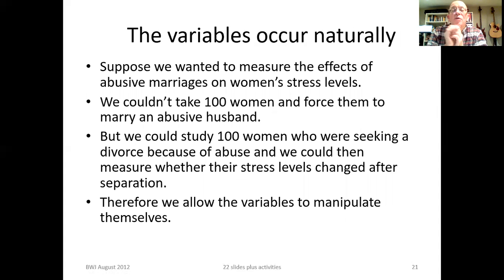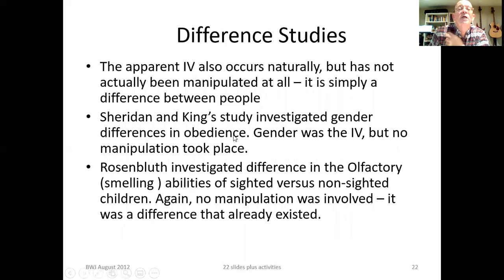So again, this example of abusive marriages on women's stress levels, as we can clearly see, we wouldn't be able to do that. We wouldn't be able to create a situation like that. But if those situations exist, we might be able to get hold of women who are seeking a divorce because of abuse, and then see what kind of effect that has had on their stress level. So there we have the first type of quasi experiment, and that's known as a natural experiment.